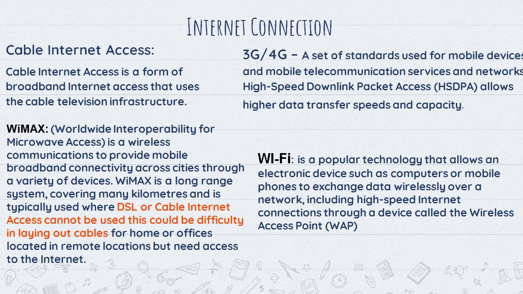3G, 4G, 2G, you all know they use high speed download packet access technology to provide us internet. Wi-Fi is another popular technology. It is also wireless. People need to connect to the point that is known as hotspot or wireless access point. Through that they can get internet connections.